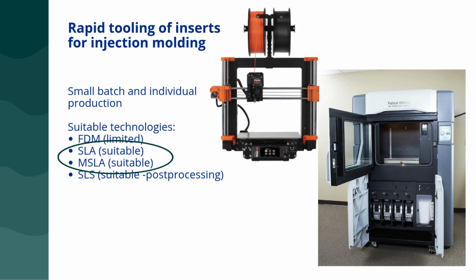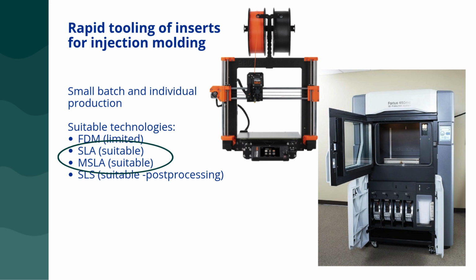For rapid tooling of inserts in injection molding, I will discuss a few technologies that are suitable for the production of inserts. The first technology that can be used is FDM, fused deposition modeling, along with other methods such as stereolithography, SLA, and selective laser sintering, SLS. It's important to note that while some technologies are well suited for this purpose, others may be limited or require additional post-processing. I will elaborate on each of these technologies shortly.